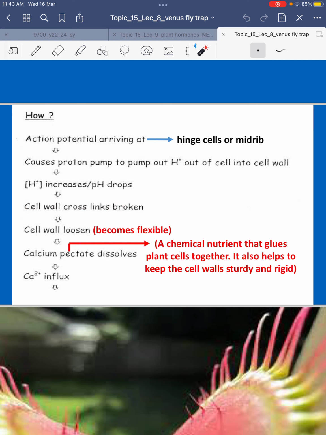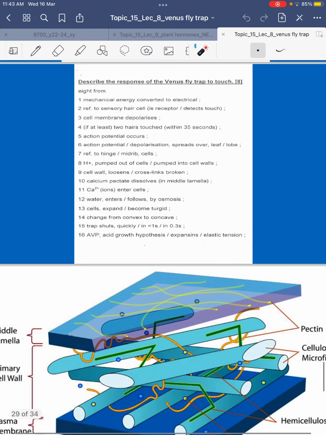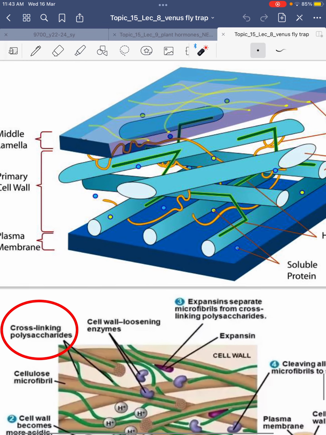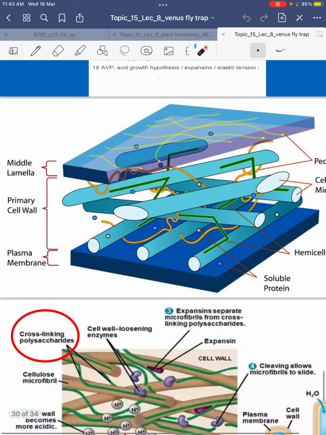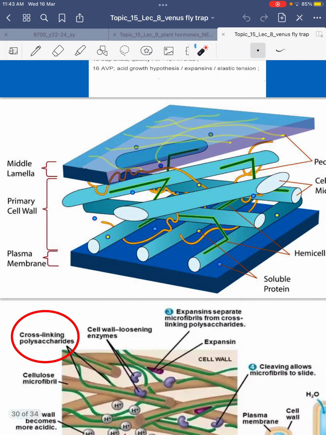So this is the same, yeah? The concept of cell wall crosslink broken is the same as in the auxin. We're talking about the hemicellulose, yeah? So I did show you this one yesterday. Okay? So this is the one that is initially loosened up and then it will be broken. That is in the case of auxin, yeah? This is the one that will be broken.